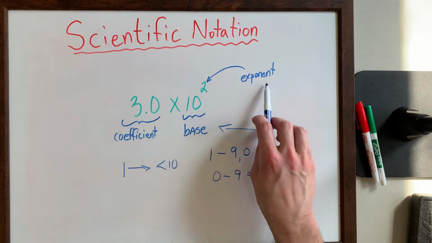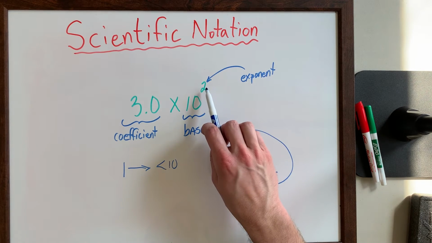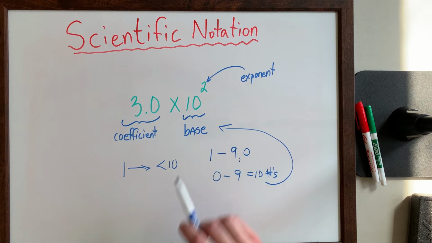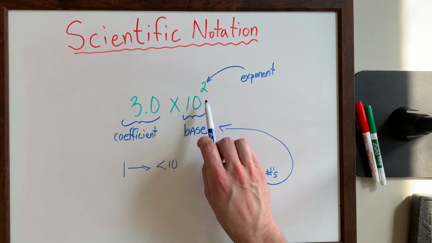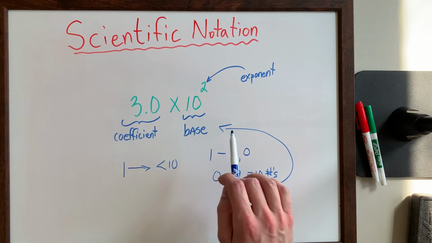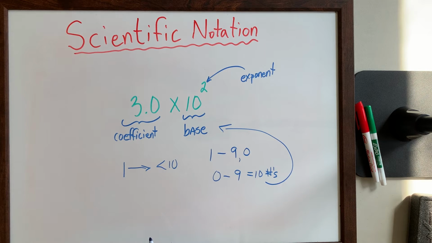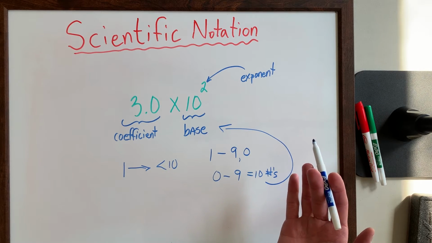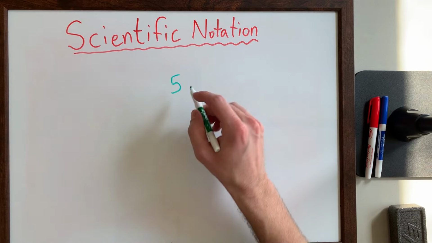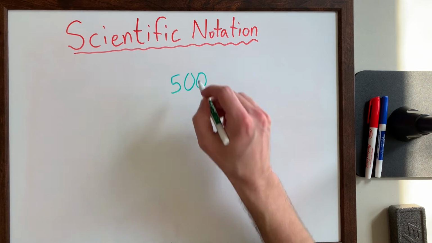The last thing is the exponent. The exponent tells you how many multiples of 10 there are. And the reason why this is helpful is because scientific notation is going to allow us to write very big or very small numbers in a simple form. So let's go ahead and take a look at a couple examples. We'll start with a couple easy examples, and then we'll get into some very big and very small numbers.